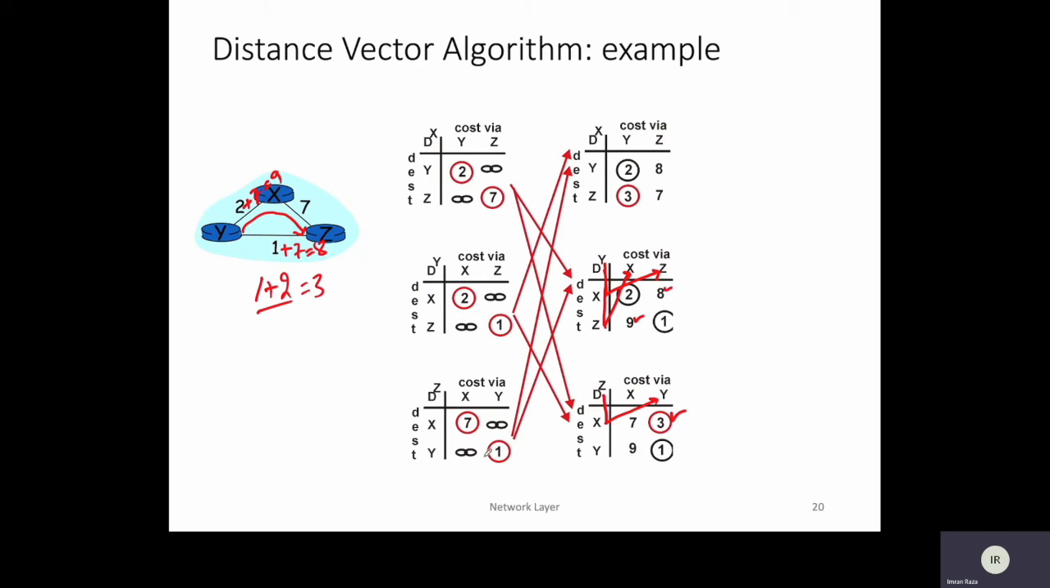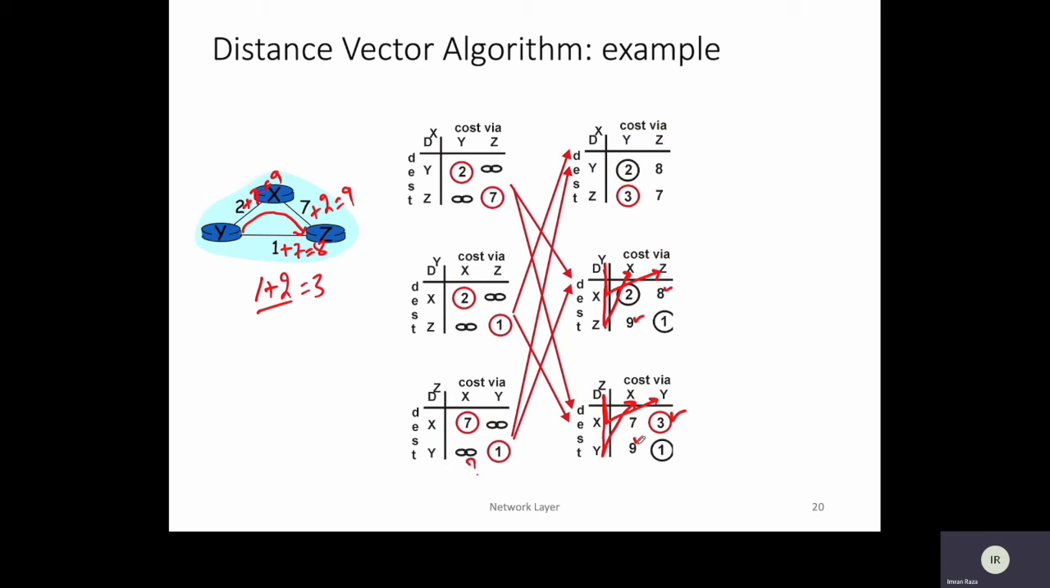And similarly, look at this value here, the cost to reach from Z to Y via X. So this means this update message is coming from X. So what does X have to tell Z? The cost to reach from X to Z via Z is 7. Obviously, Z won't be interested in this cost. And the next is telling Z that the cost to reach from X to Y is 2. Right? So what's the cost to reach from Z to X? 7. So 7 plus 2 is 9. So here we have this cost 9.